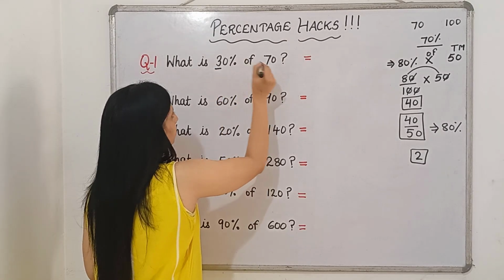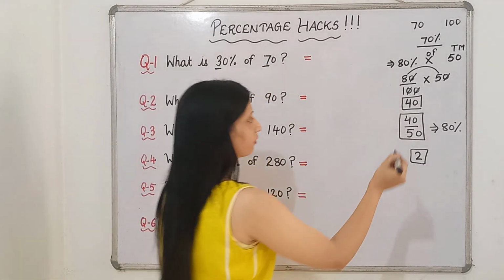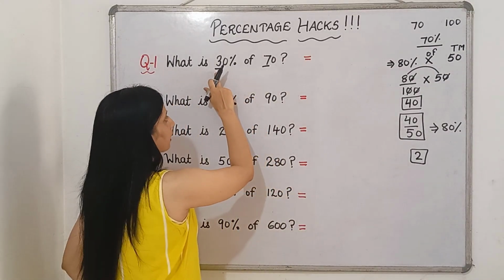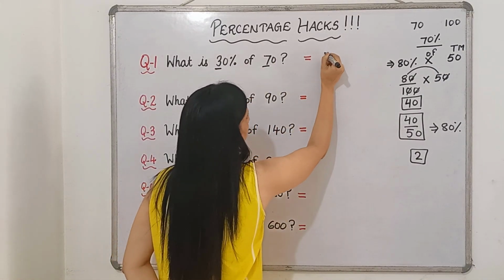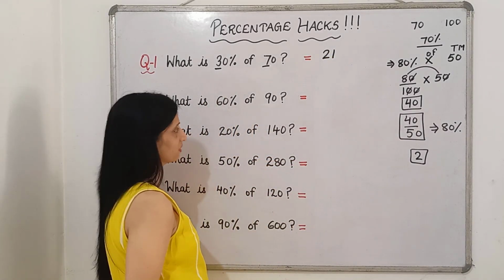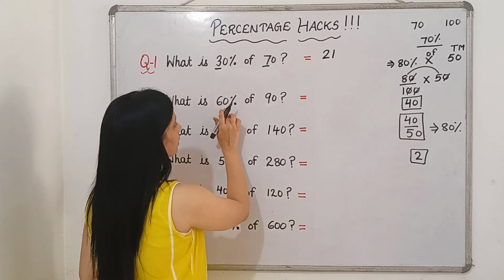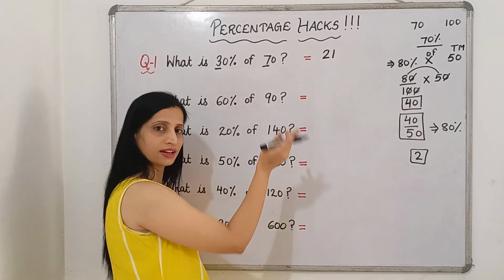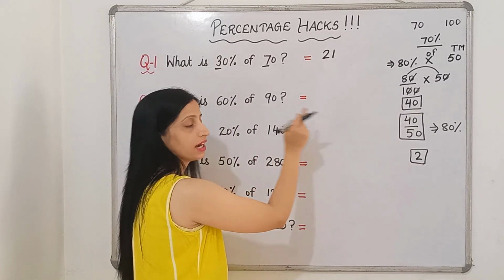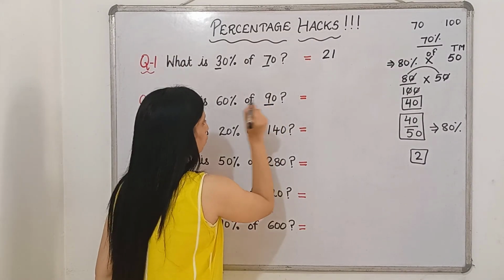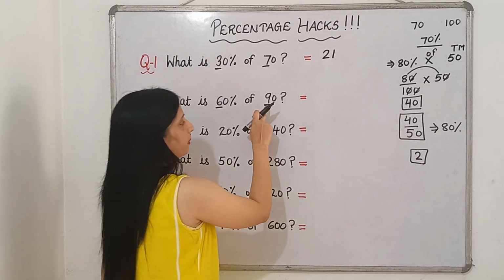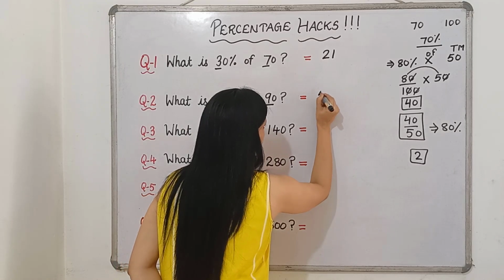And we will multiply 3 and 7, like we multiplied here the remaining digits 8 and 5. So we will multiply directly. 3 multiplied by 7, we will get 21. So the answer will be 21. Next is, what is 60% of 90? Again, we are removing the zeros, but instead of writing that, we are doing it directly. So we will multiply the leftover numbers. 6 multiplied by 9, 54.